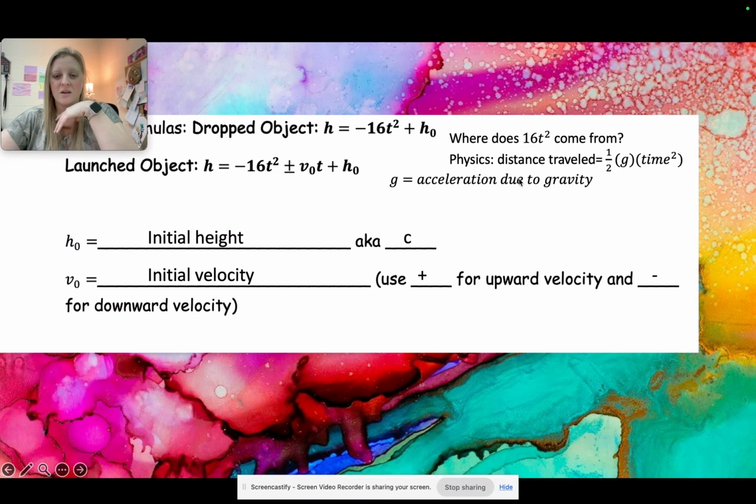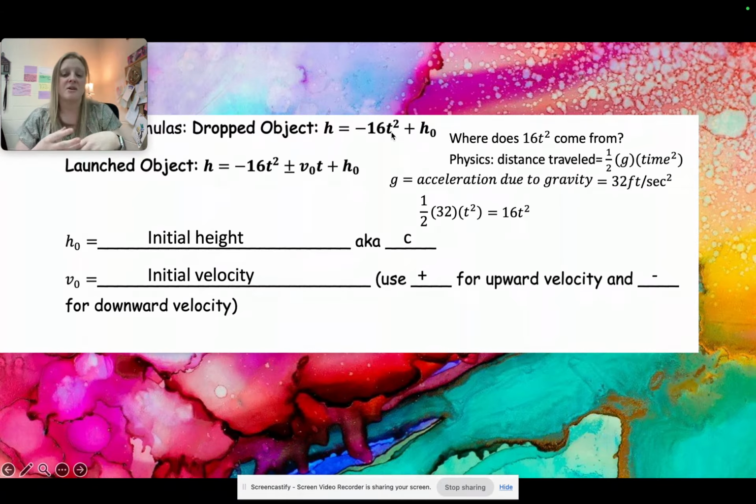All right. So gravity has a certain rate at which objects accelerate due to it. That's that force. So that's what that stands for. The acceleration rate due to gravity is 32 feet per square second. Right. So that would go in for G. So if I put 32 in for G, well, half of 32 is 16. There's your 16t squared. Okay, so we use this because of gravity. So the negative 16t squared, you could be like, oh, that's representative of gravity pulling the object towards the Earth.